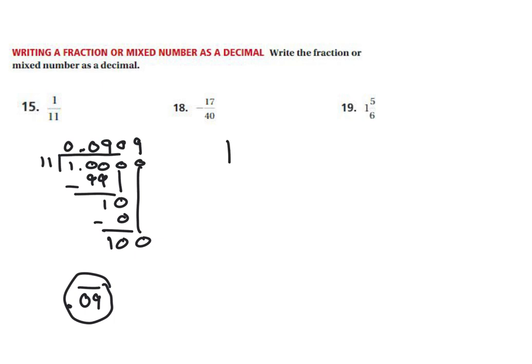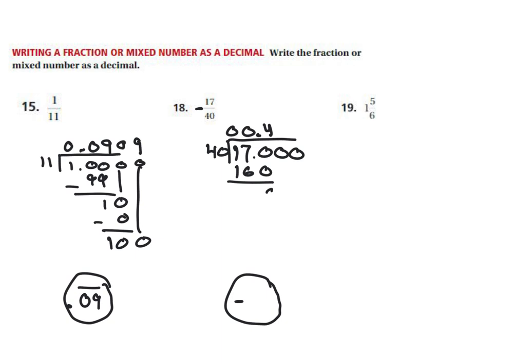For number 18, long division again, we know that whatever we get for an answer, we're going to have to write down the opposite because of that negative sign or that opposite sign out front. So we'll do 17.000 divided by 40. Bring our decimal point up. 40 doesn't go into 1 and it doesn't go into 17, but it does go into 170. It goes in there 4 times. 4 times 40 is 160. So we'll subtract and bring down a 0.